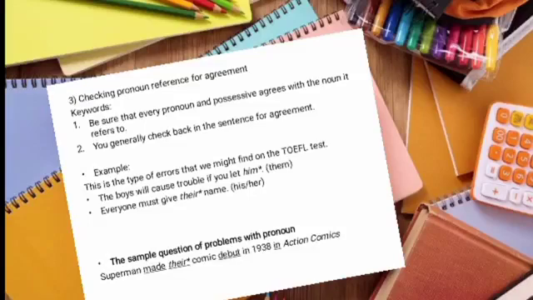Superman made their comic debut in 1938 in Action Comics. The answer is there. Why is it wrong? It is because Superman as the subject here is singular and a man, so the pronoun must be his. So the correct sentence is, Superman made his comic debut in 1938 in Action Comics. Okay, that's all about the problems with pronouns.